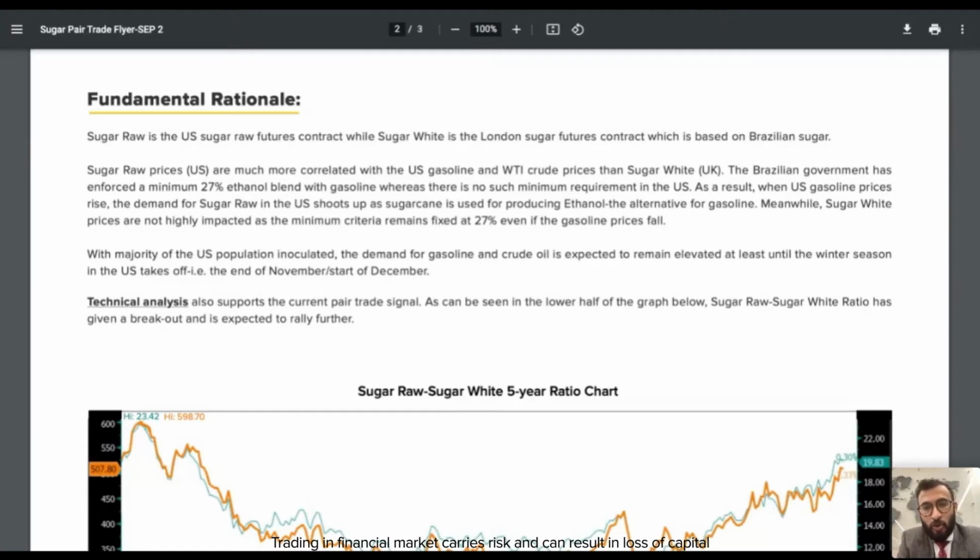Sugar raw prices are much more correlated with US gasoline and oil prices as compared to UK sugar. Now, there is a reason behind it. The Brazilian government enforced a minimum 27% ethanol blend with gasoline, and in the US there is no such requirement. US gasoline prices rise when the demand for US sugar goes up, because US sugarcane is used for producing ethanol, which is the alternative for gasoline. UK sugar prices, sugar white, are not impacted as much because the 27% criteria remains fixed even if gasoline prices fall. But US sugar is very much connected.